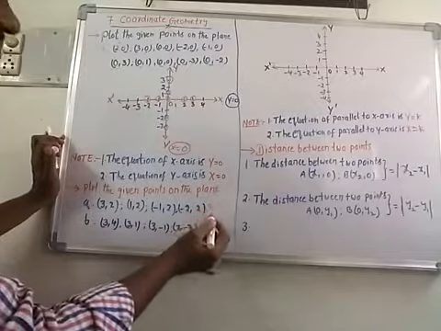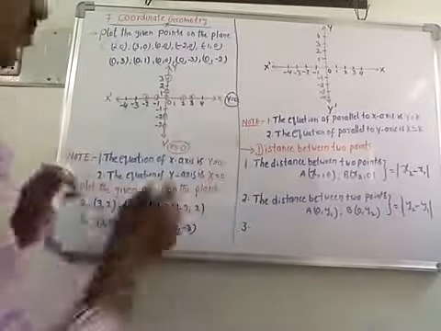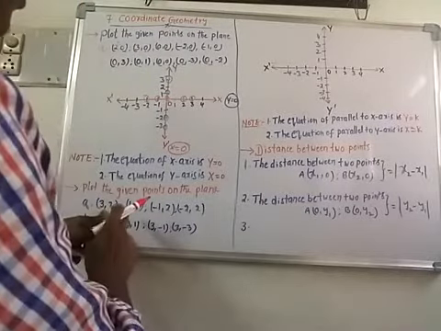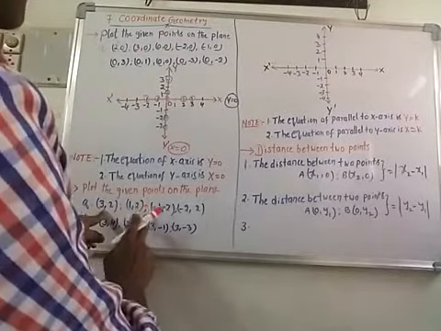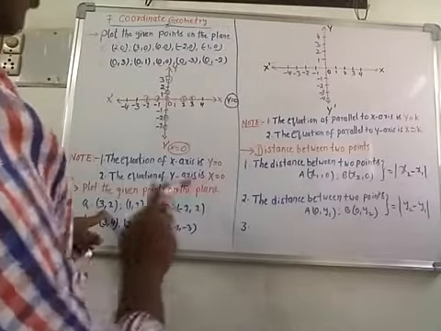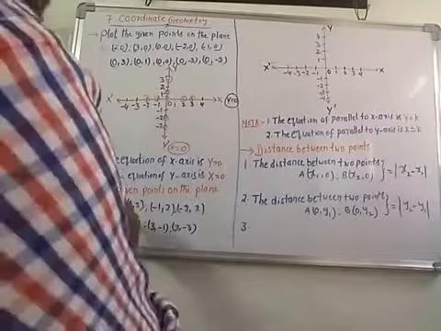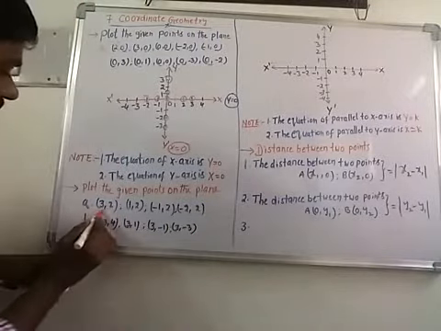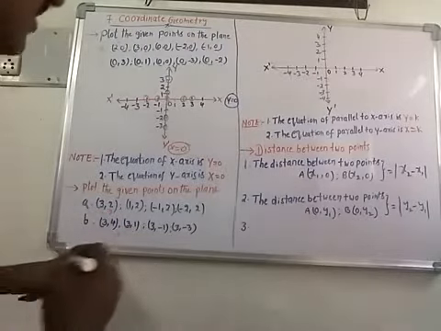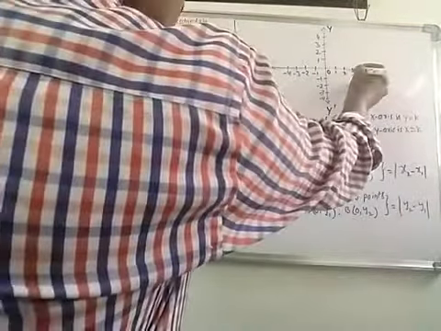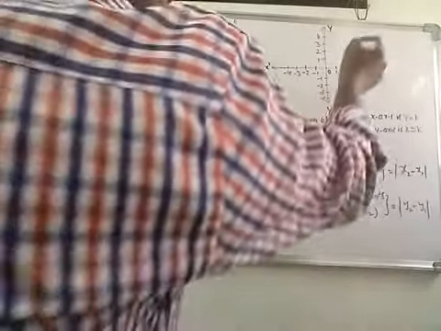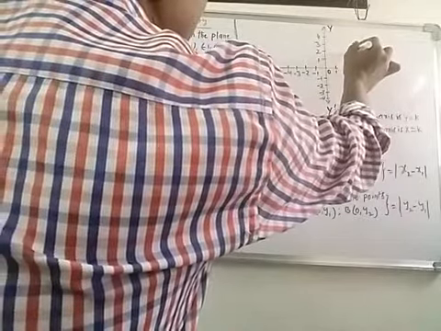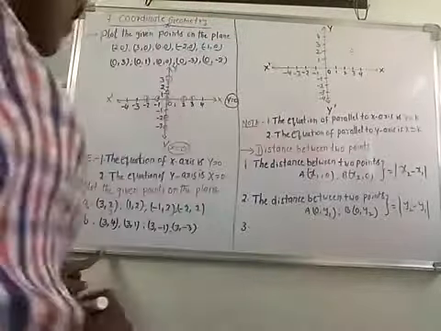Now plot the given points on the plane. How do we plot them? First here, 3 comma 2, 1 comma 2, minus 1 comma 2, minus 2 comma 2. So on x-axis is 3, on y-axis is 2. This is the x coordinate, this is the y coordinate. So x is 3 and y is 2. These both intersect here. This is 3 comma 2.